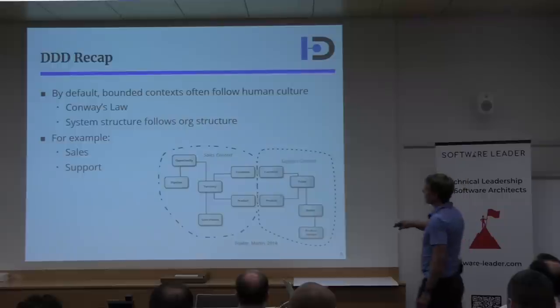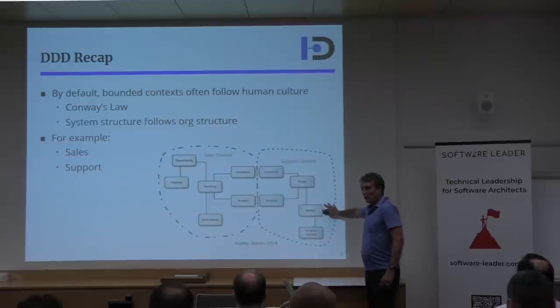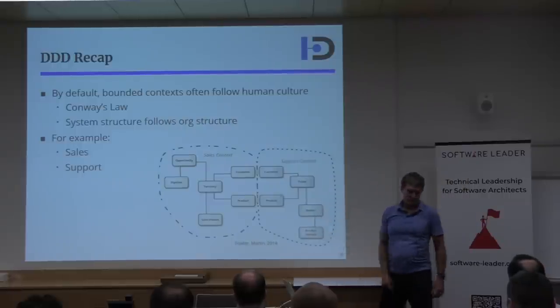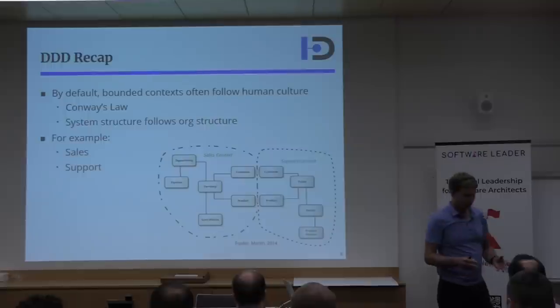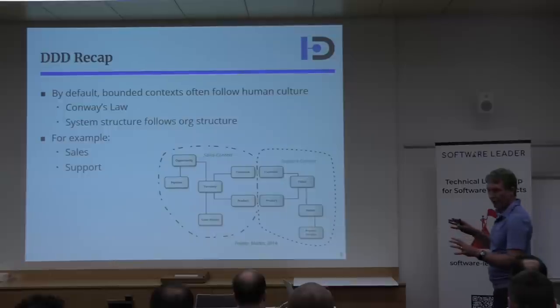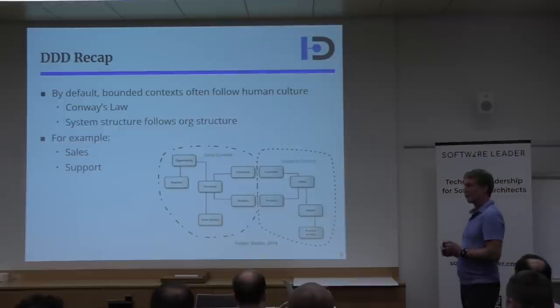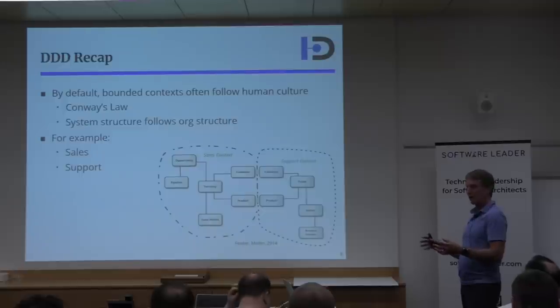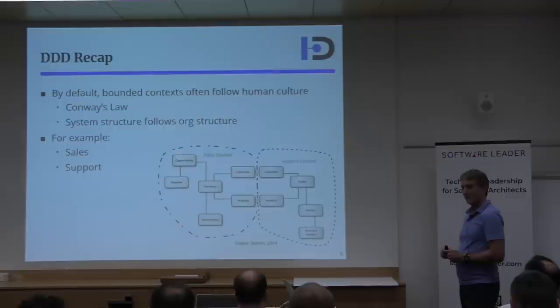As we can see in this diagram, almost by default, the bounded contexts by Conway's law just start to naturally form around the divisional lines of the organization, right? That's well known. Generally in Conway's law, system structure follows the organizational structure, right?